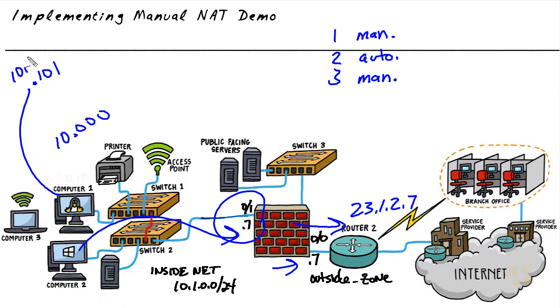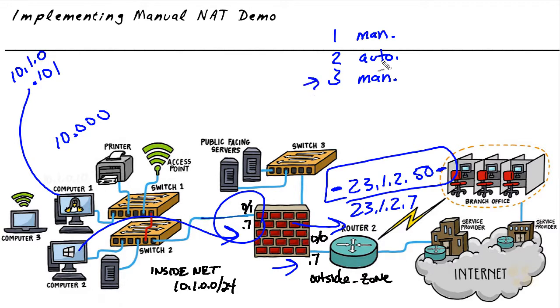So it's 10.1.0.101. If we created a new rule that said if it's this source IP address, then we want to go ahead and translate it to 23.1.2.50, like that. If we don't place that correctly, that new rule, if we place it down here, the auto NAT is going to match on the source IP address and it's going to be padded over to .7.